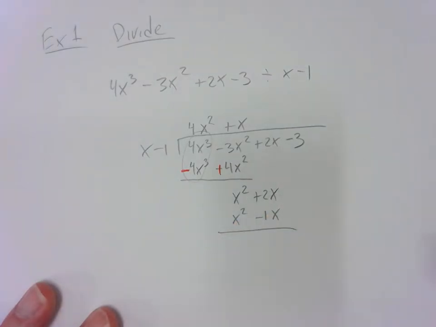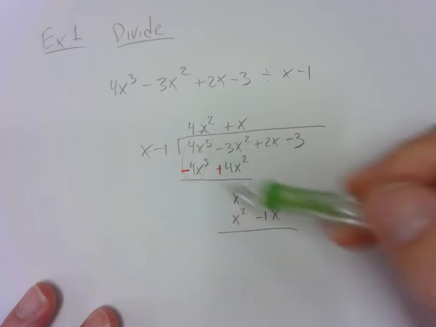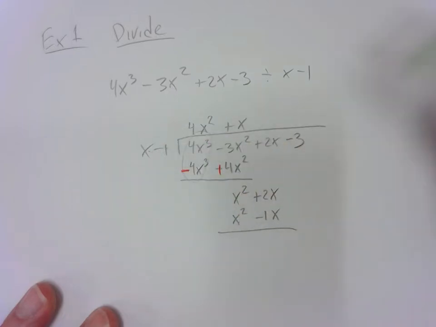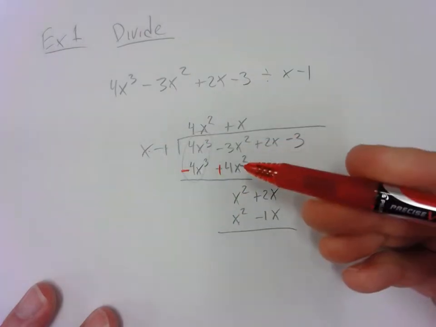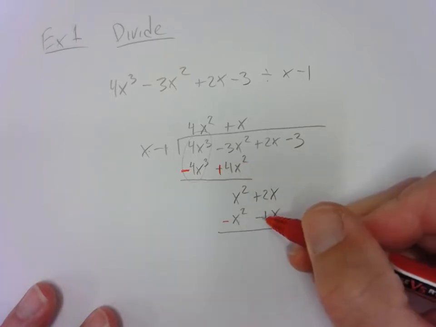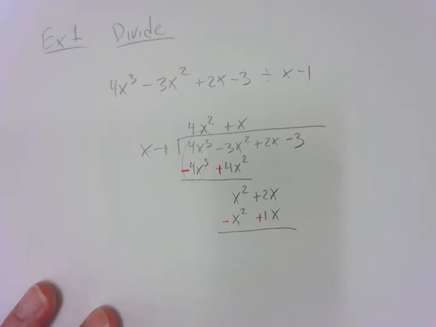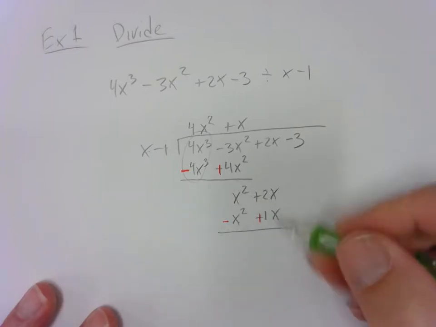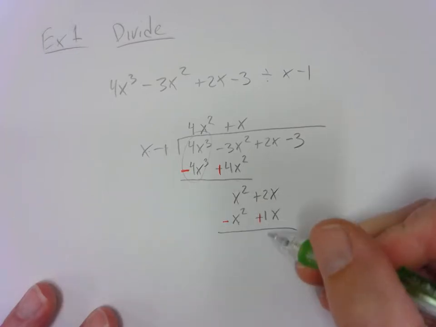Draw the line. So I did x times this makes this. X times this makes this. Now, I pick up the red pen. Why am I picking up the red pen? Because I'm going to subtract. So I'm subtracting, and then this one I'm going to add. So this cancels out, and this makes 3. 2 and 1 make 3, so it's 3x.